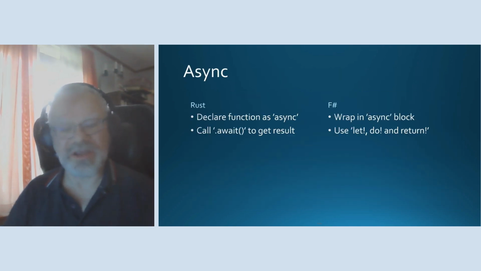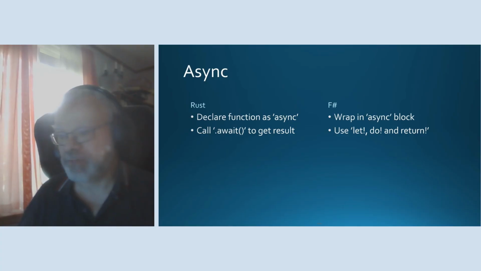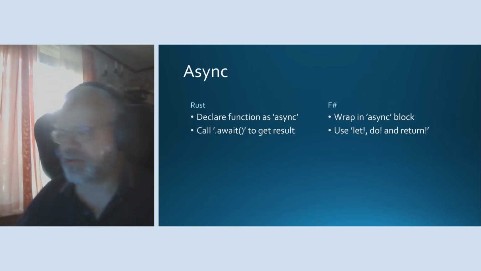If we look at async, in Rust, we declare functions as async, and then we call await to get the result. In F#, we wrap it in an async block, an async computational expression. And then we use let bang, do bang, and return bang to await the results.